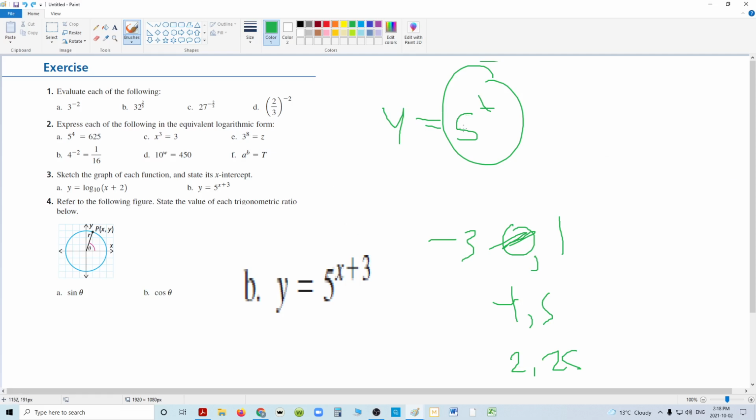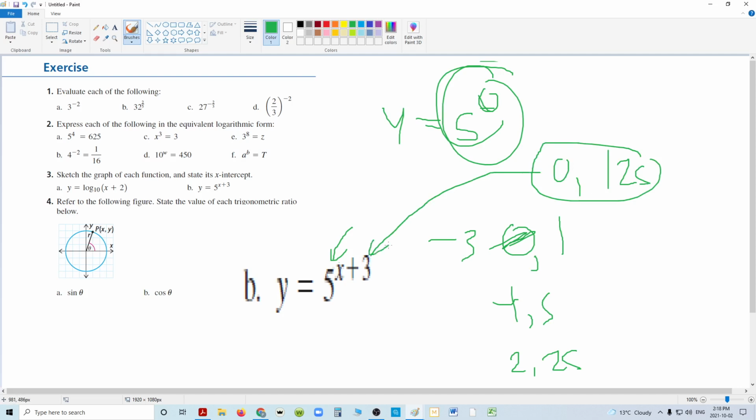It would also help to find out where the y-intercept is, and it's clearly 0, 1. So it's going through the y-axis when x is 0. So that'll help you as well for the parent graph. How about for this one? Well, when x is 0 here, 5 to the 3 is 125. So it's going through the spot 0, 125 at the y-axis for that.